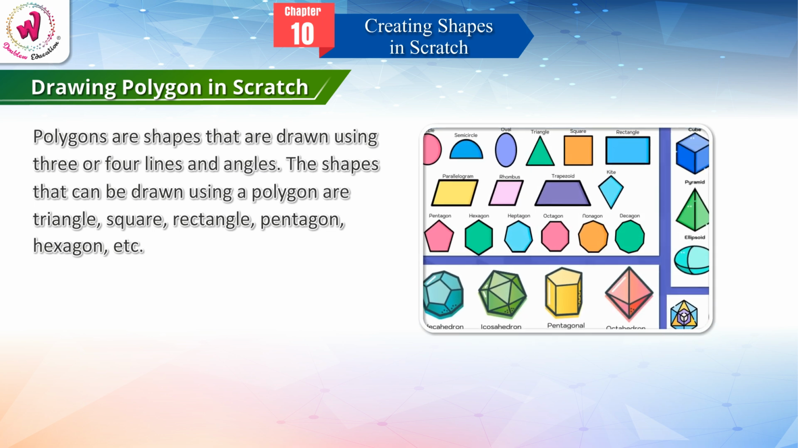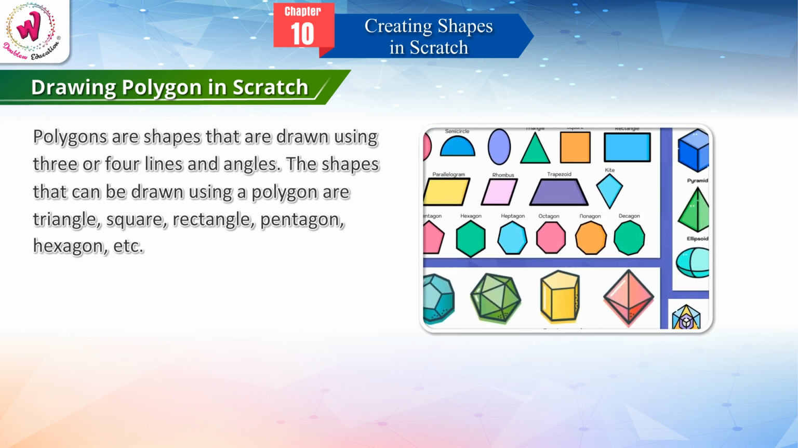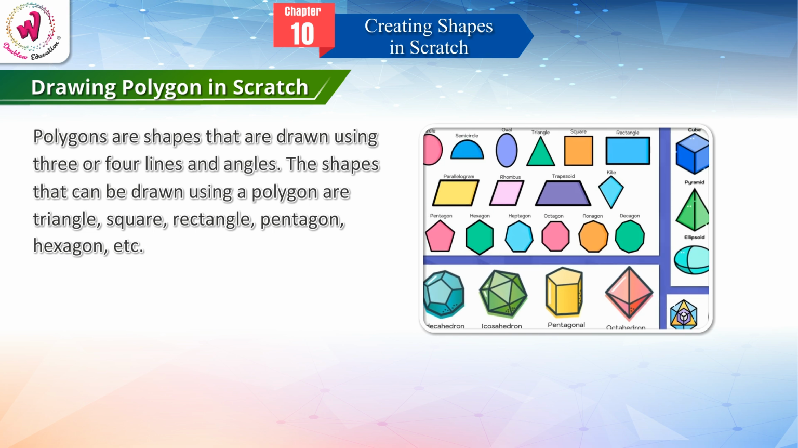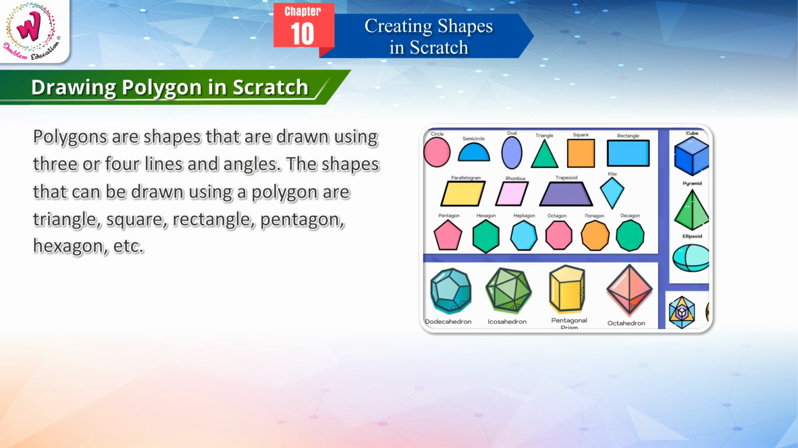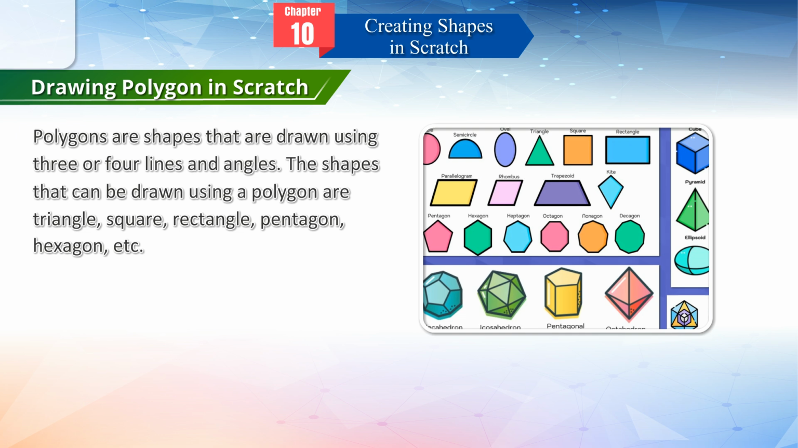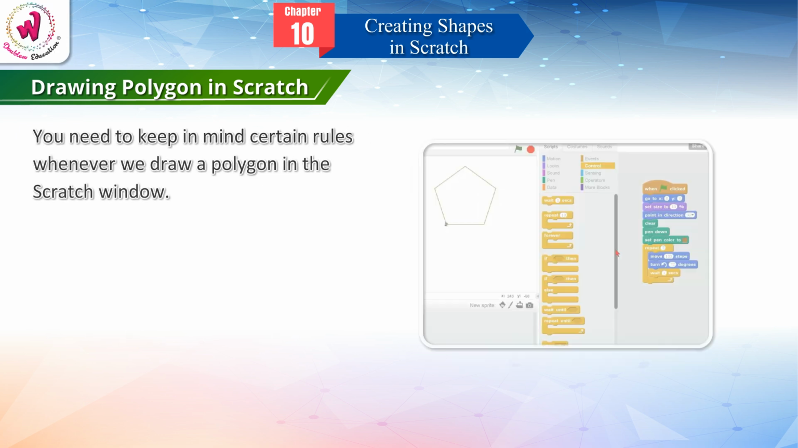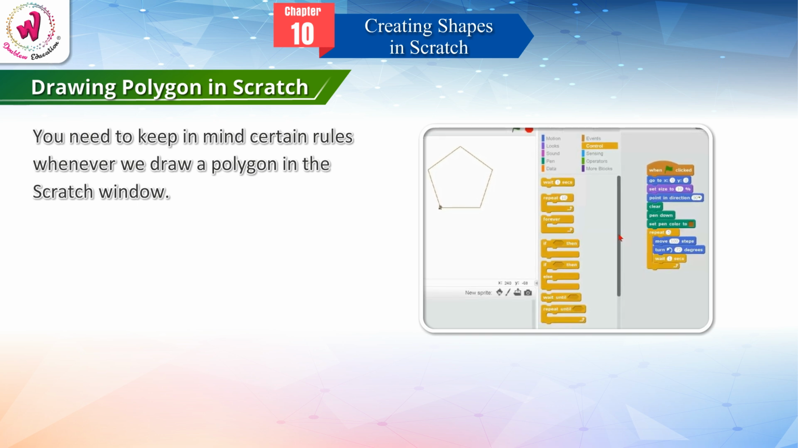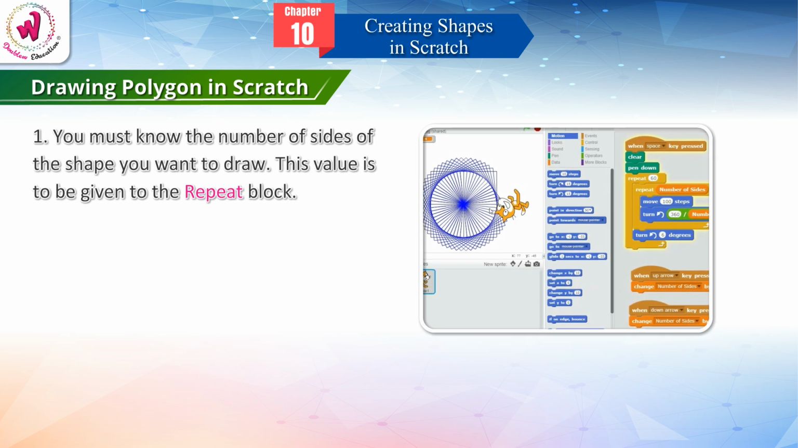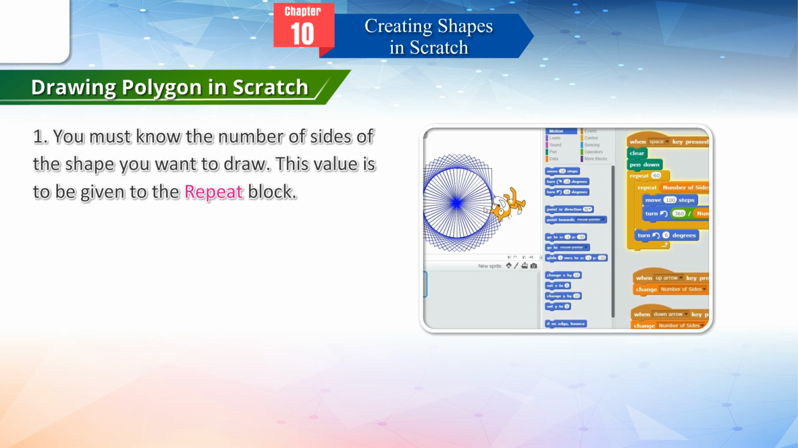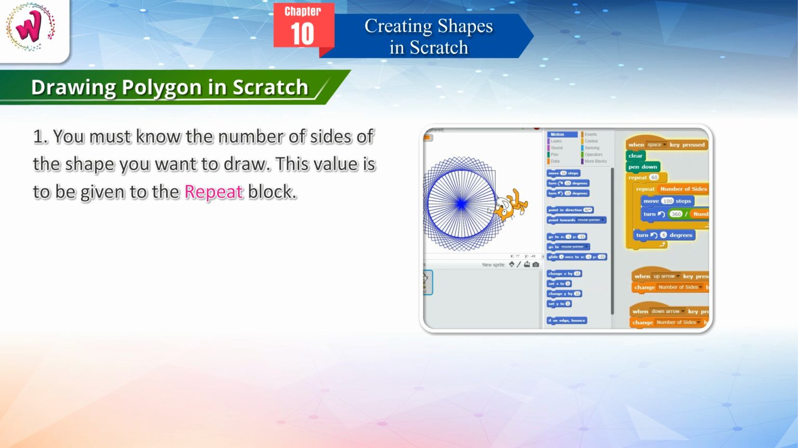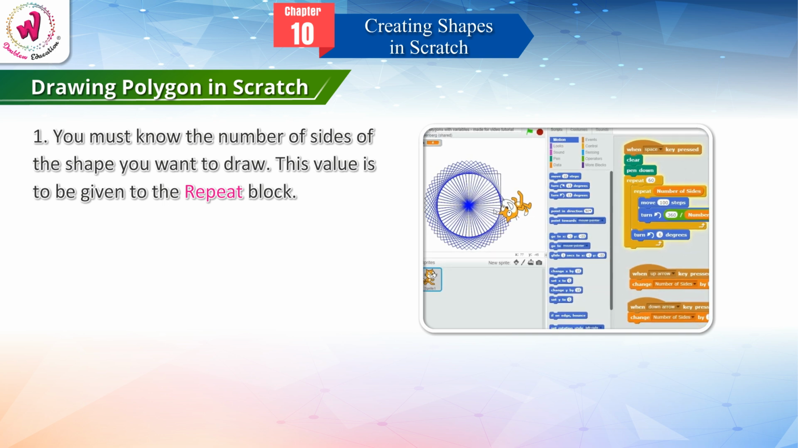Drawing polygon in Scratch. Polygons are shapes that are drawn using 3 or 4 lines and angles. The shapes that can be drawn using a polygon are triangle, square, rectangle, pentagon, hexagon, etc. You need to keep in mind certain rules whenever we draw a polygon in the Scratch window. 1. You must know the number of sides of the shape you want to draw. This value is to be given to the repeat block.